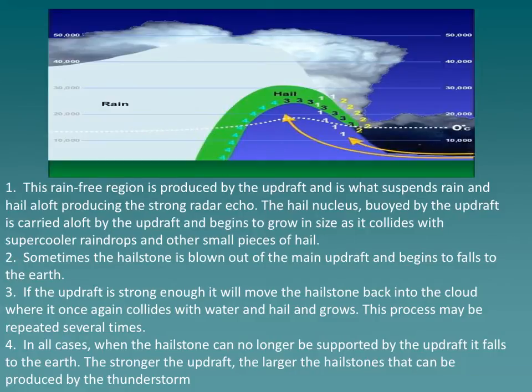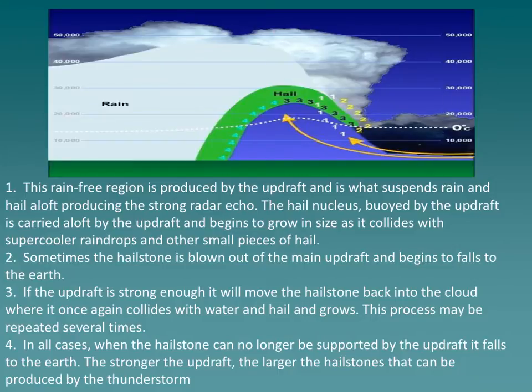Here, and you have this picture in your notes, is that picture I was talking about. We got a big old cumulonimbus cloud here. It's starting from below 20,000 feet up in the air, and the cloud itself reaches all the way up to 50,000 feet.